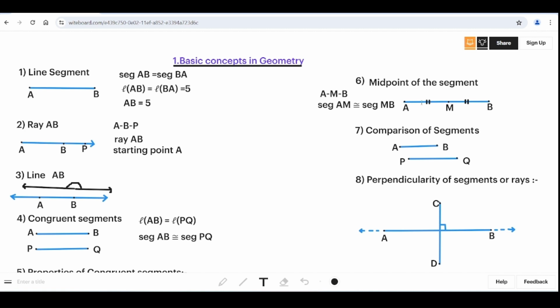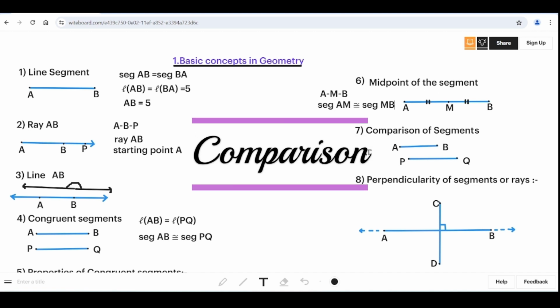And every segment has only one midpoint. Means any other point somewhere here cannot divide the segment into two equal parts because it is having M as the midpoint. Means the midpoint is unique to each and every segment. Okay, there cannot be two midpoints to any segment. So this is called the midpoint of the segment.